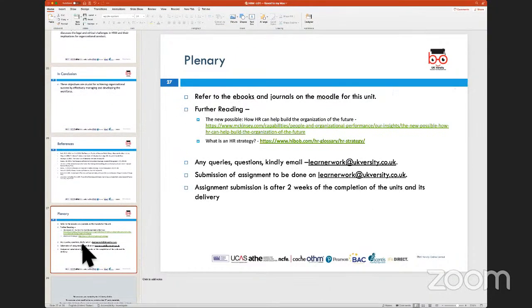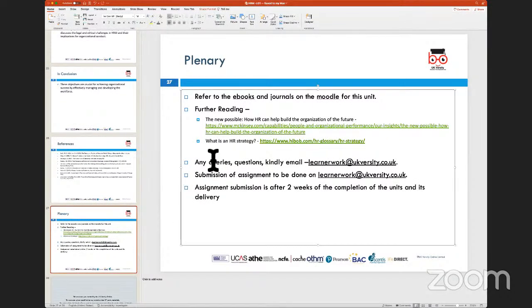Now, in order to further understand and do a bit more reading, I'm going to suggest two particular articles that you need to read. One is The New Possible, which is McKinsey's article on how HR can help build an organization of the future. This is a very good article to read, and I put a link here.